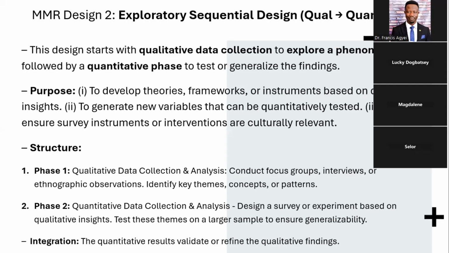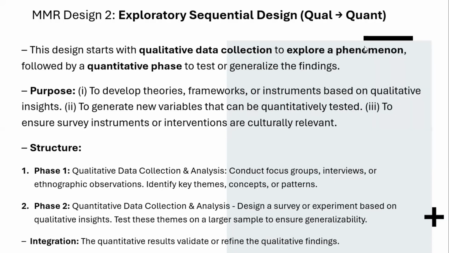All right. So the second design is the exploratory sequential design. This design starts with qualitative first, followed by a quantitative study. This is mostly used when you are studying a phenomenon that is not well researched. Concepts are not well developed, theories are not well developed, and maybe there are even no available tools or measurement instruments.